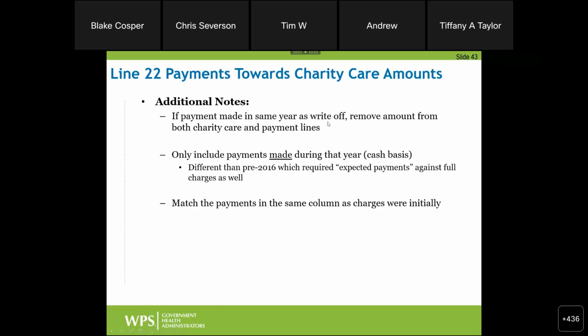Again, if it's paid in the same year as the write-off, remove that amount anyways. And it's the payments made during that year, cash basis. And of course, we want to match them in the proper column. So if it's uninsured or insured, they need to be in the proper column there. If the original claim from a previous year was insured or uninsured, it needs to be in the proper column.